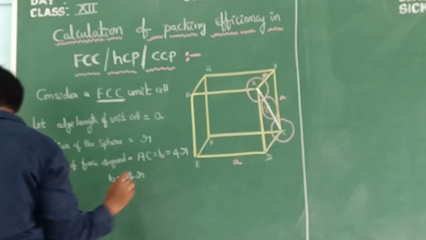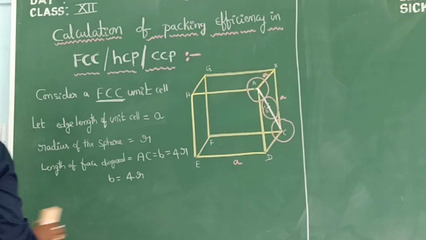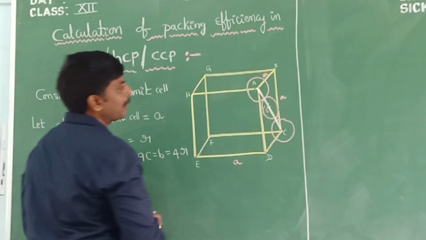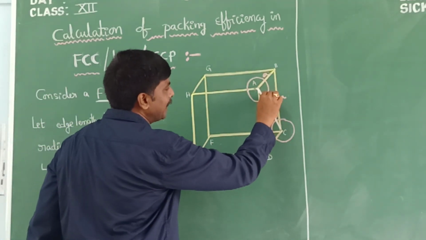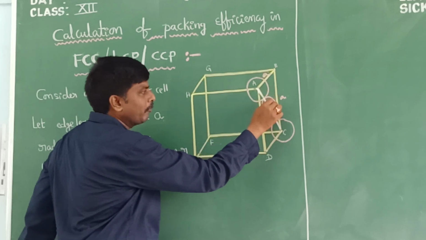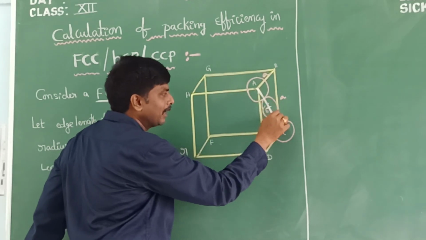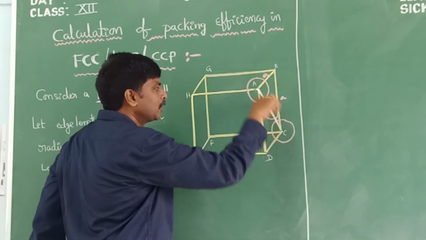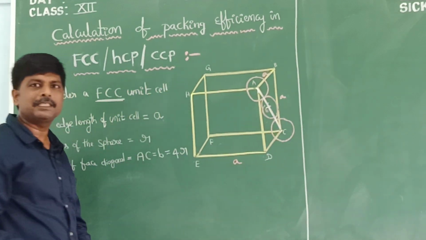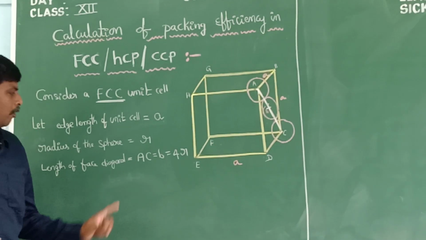Why is b equal to 4r? Because from here, this is one radius of this sphere, it is one more radius r, this one also r, this one also r. So the total length of the face diagonal is equal to 4r.